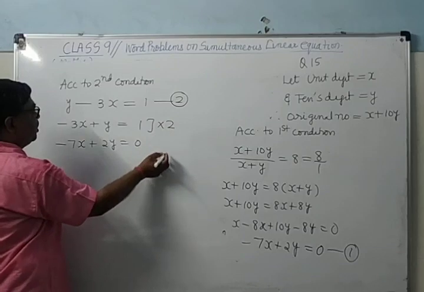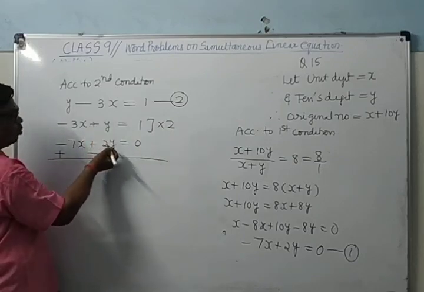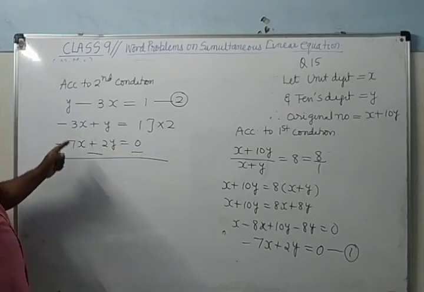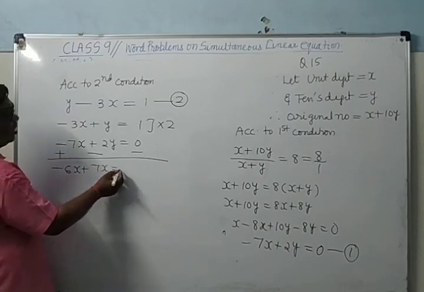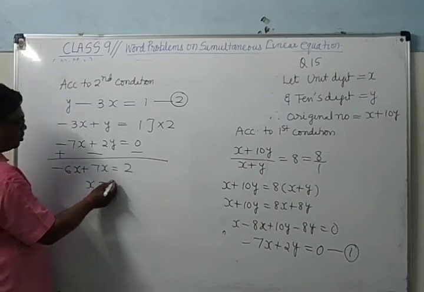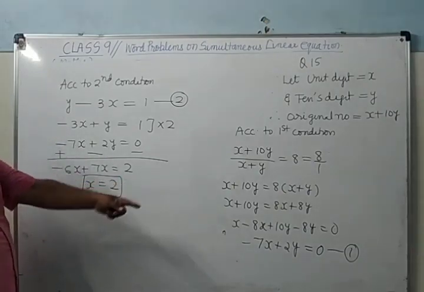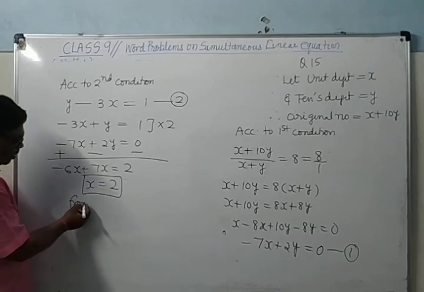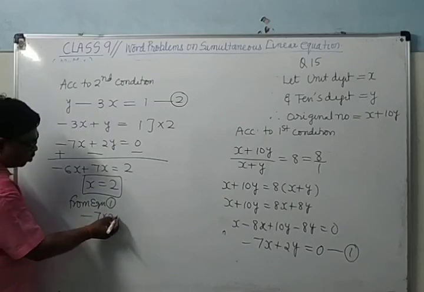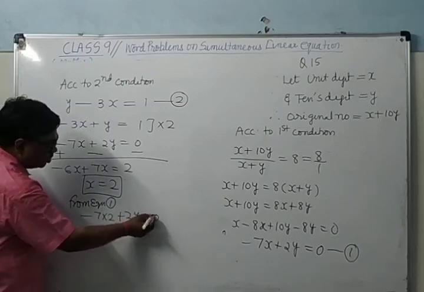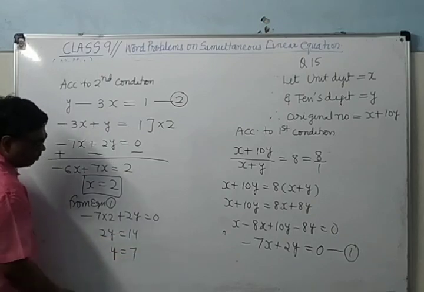This you will multiply by 2. When you multiply and subtract, because of plus 2y, you have to subtract. So it is cancelled. Minus 6x plus 7x equals to 2. So x equals to 2. So what will be y? You can find it from equation 1. It will be minus 7 into 2 plus 2y equals to 0. So 2y equals to 14. So y equals to 7.